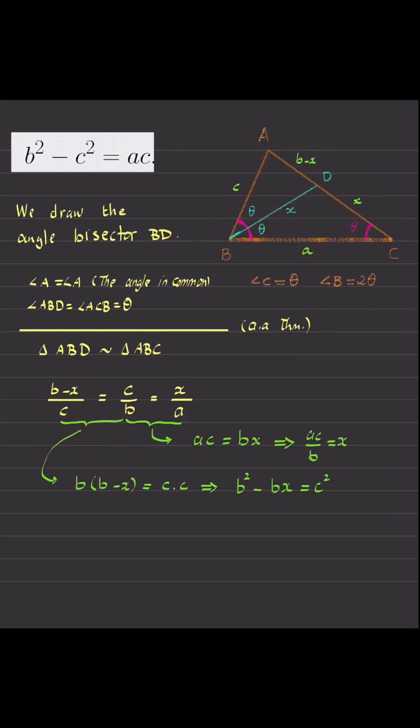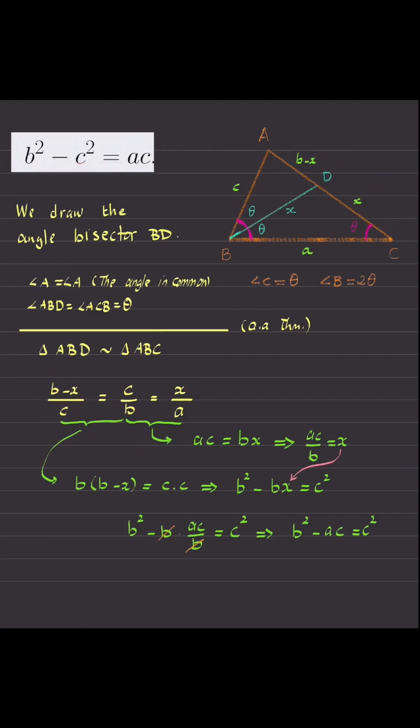Okay, but now what I can do, I can take this X and put it here. So I will continue. This becomes B squared minus B, instead of X I put AC over B, equals C squared. Now this B and that B are cancelled, and if I go a little bit further, this becomes B squared minus AC equals C squared. This is essentially what we are supposed to prove. You see, this is the relation that we have.